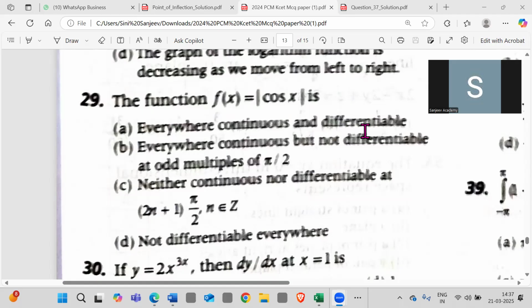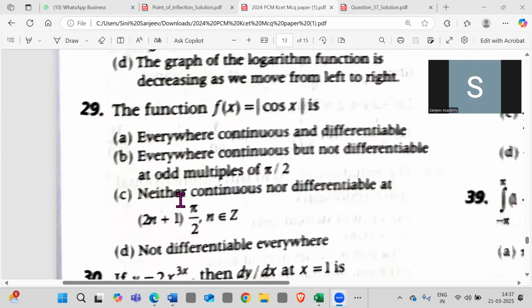Everywhere continuous and differentiable, everywhere continuous but not differentiable, neither continuous nor differentiable, not differentiable everywhere. So, see, not differentiable everywhere, that is not true because cos x can be differentiated. If it is an even multiple, what is cos pi value? -1. Correct. I think everyone knows it, right? Correct or not?